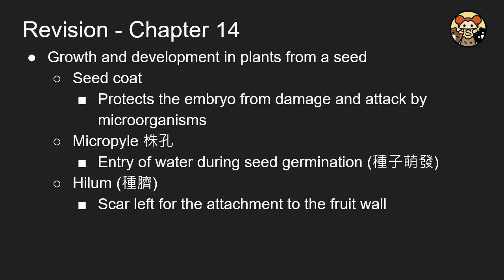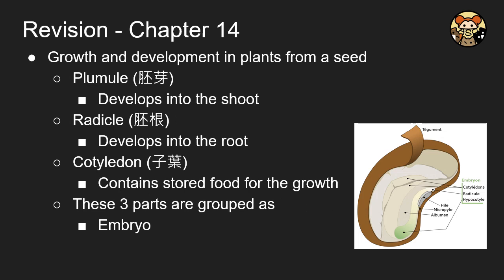So let's talk about plants first. So for plants, the most obvious group is from a seed. So for seed, we have the seed coat, micropyle, and also the hilum. These terms are no longer that required in your curriculum. So if you can remember it, that's great. If you can't, just leave it. For these terms, you have to remember it better.